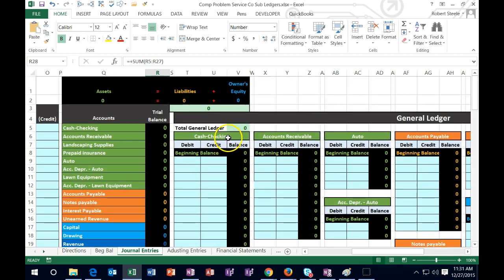And then we have the general ledger. So this is the general ledger, this entire set of accounts. It can be quite intimidating looking, but all it is is a list of accounts that are basically going to back up the trial balance accounts.